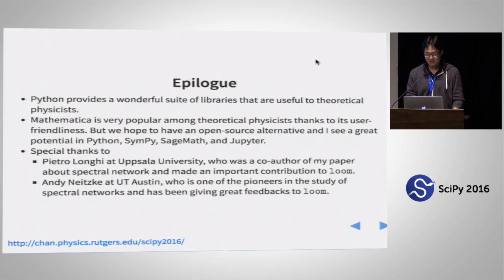But anyway, that's the whirlwind tour of Loom. So let me conclude my talk. This program resulted in one research paper, which is now under revision for a peer-reviewed journal, and two or three more papers are in the pipeline. So I can at least say that Python has provided a wonderful suite of libraries that were quite useful to theoretical physicists like me. Mathematica is still the number one most popular math package among theoretical physicists, but we do hope to have an open source alternative. And I see great potential in Python, SciPy, SageMath, and Jupyter.